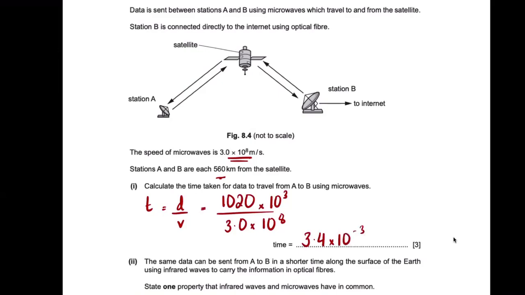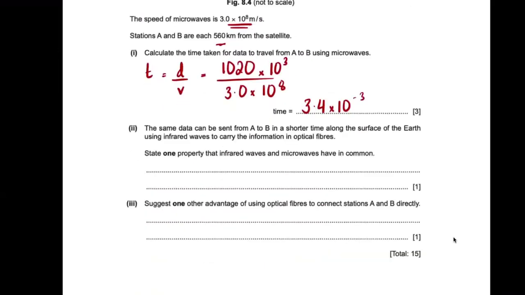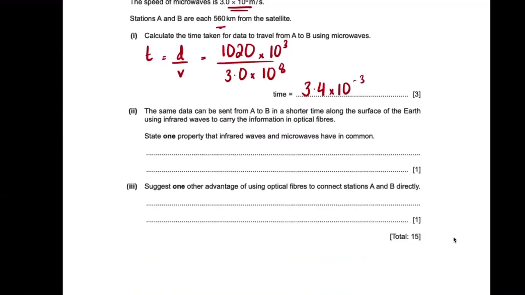The same data can be sent from A to B in a shorter time along the surface of the Earth using infrared waves to carry the information in optical fibers. State one property that infrared waves and microwaves have in common. So I can say anything that is common to electromagnetic waves. So I can say both can travel in a vacuum.